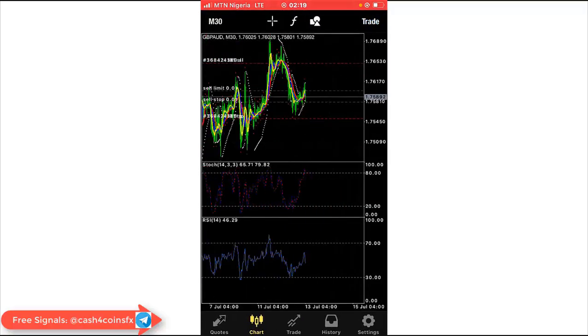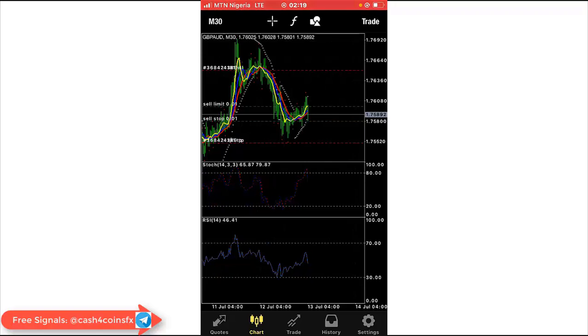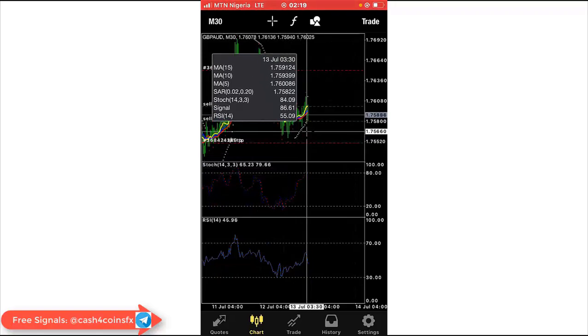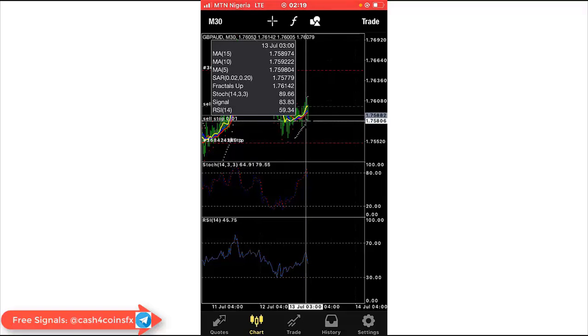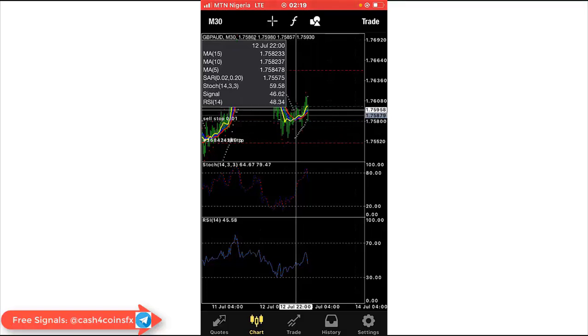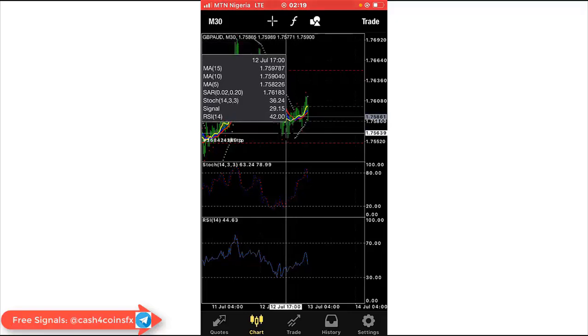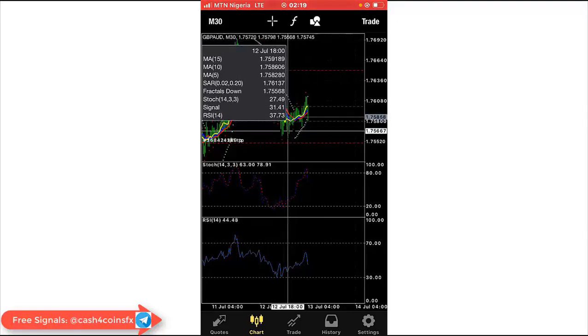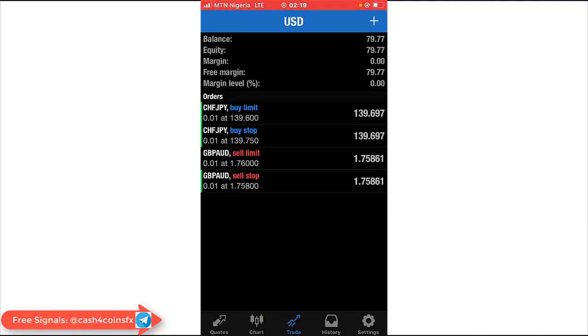As you can see, this is this particular one here. This green line here is the sell stop. This one is also our TP. This one is the sell limit, and here is the stop loss for two of them. This particular one having a white line is the current market price. So that is how to place the buy limit, buy stop, sell limit, and sell stop.